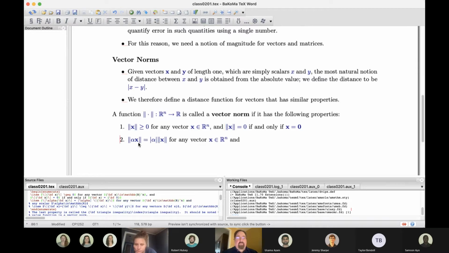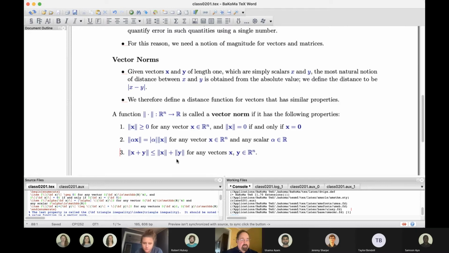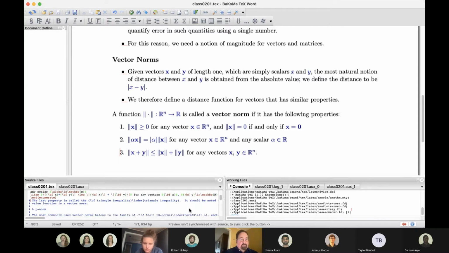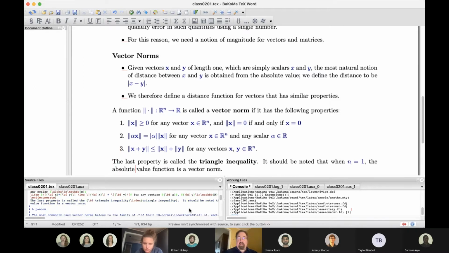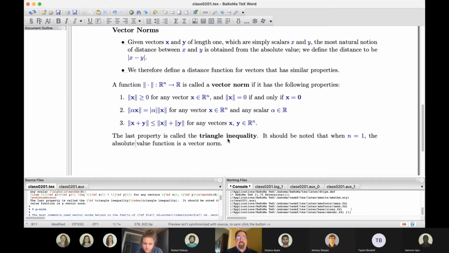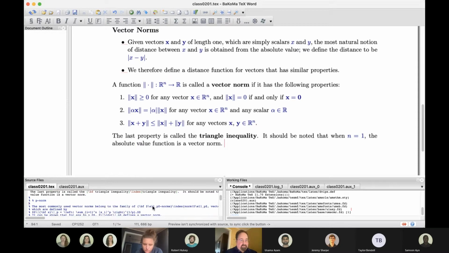If you scale the vector by a constant, then that should scale the norm by the absolute value or magnitude of that constant. And then the last one is the triangle inequality, that the norm of a sum must be less than or equal to the sum of the norms. So when n equals 1, we can just use absolute value, exactly that, just for numbers.